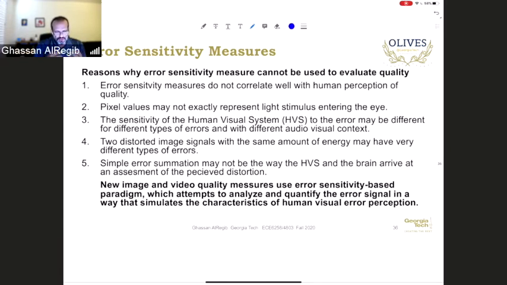Another one has to do with pooling, and this is a very, very major issue in all image quality assessment methods, which is number 5 in here.